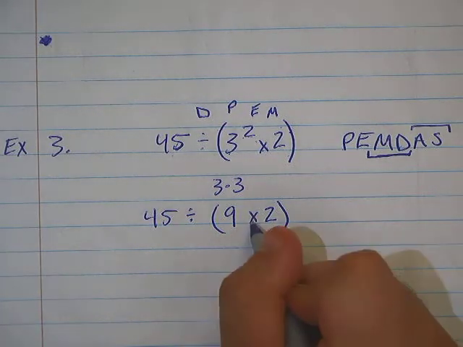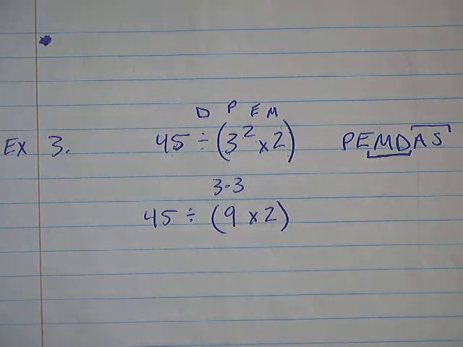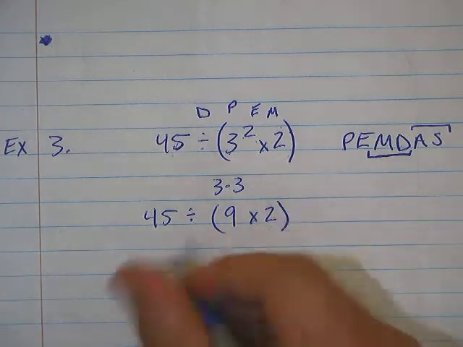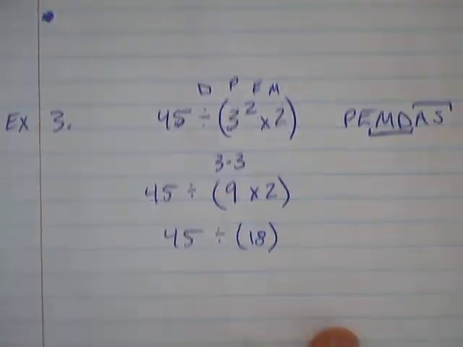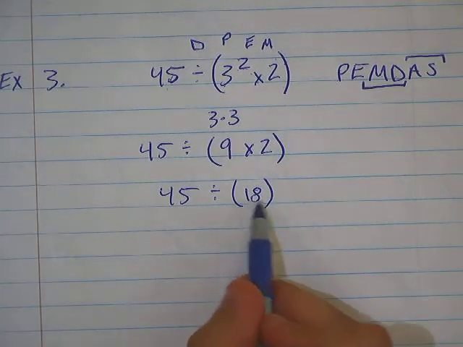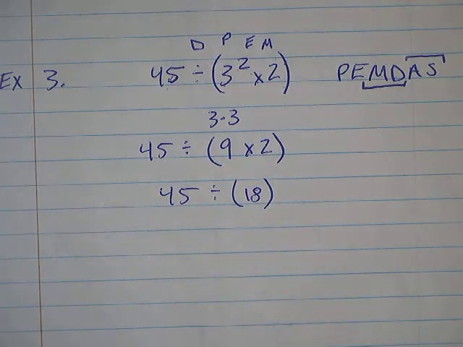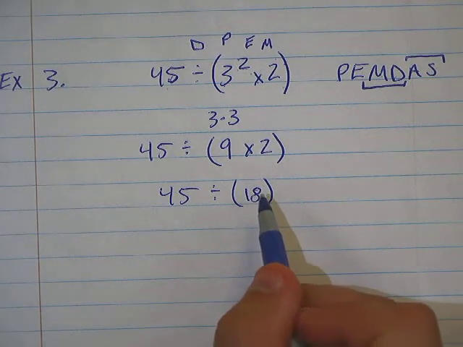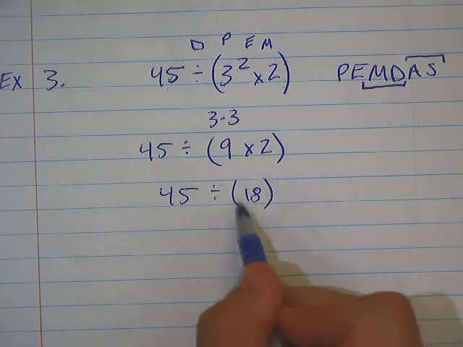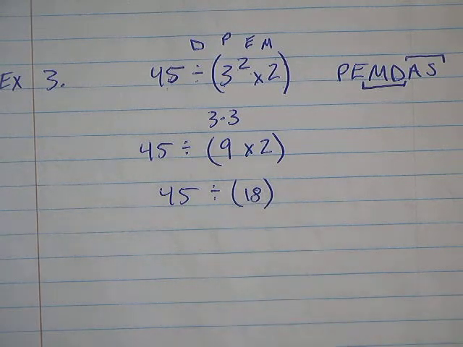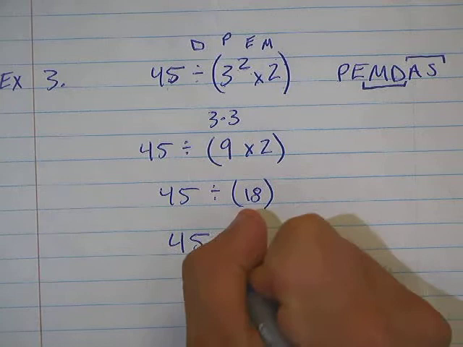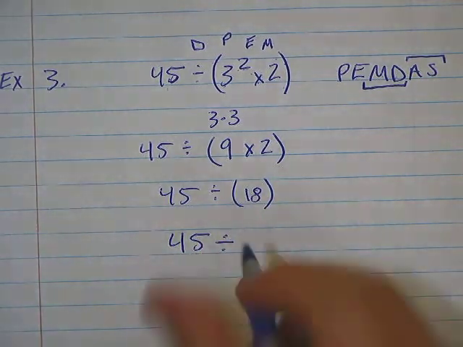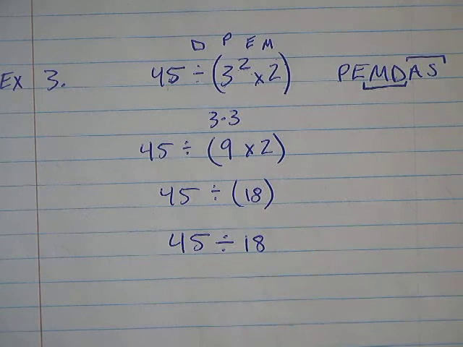We're still working inside the parentheses, and the only operation I have inside my parentheses is multiplication. So 9 times 2 gives me 18. Now I want you guys to ask yourselves, do you see any other operations inside of the parentheses? All we have in there is 18. So whenever you are done completing the operations inside the parentheses, you no longer need that parentheses. So actually, we could write this as 45 divided by 18.